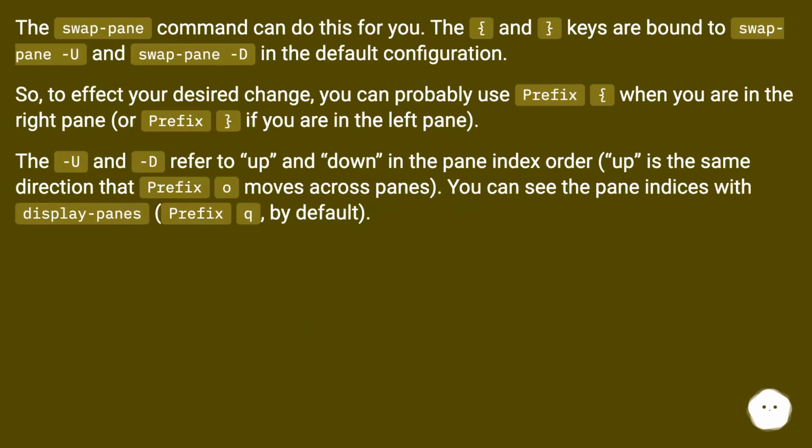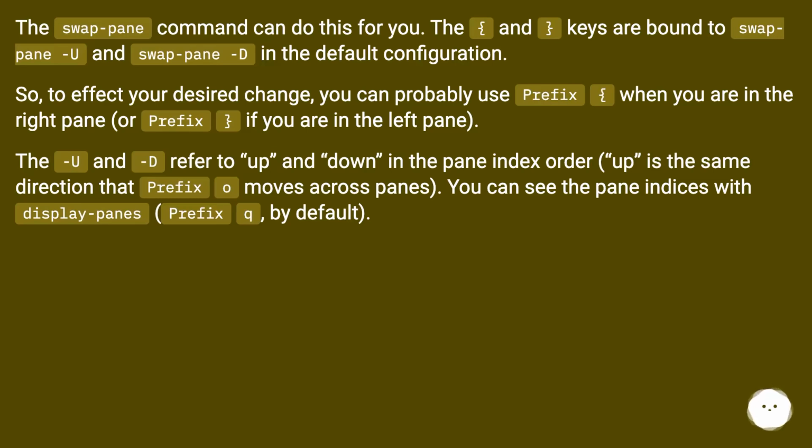The swap-pane command can do this for you. The { and } keys are bound to swap-pane -U and swap-pane -D in the default configuration. So, to effect your desired change, you can probably use prefix { when you are in the right pane, or prefix } if you are in the left pane.